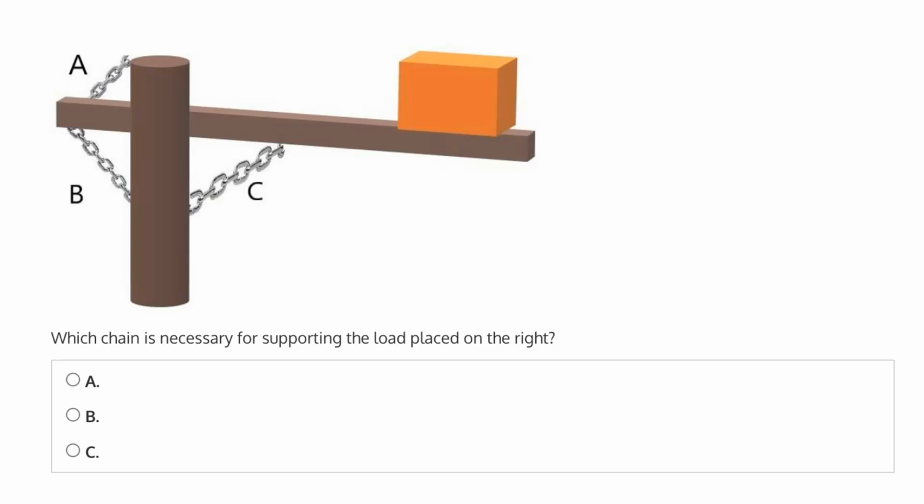This question says, which chain is necessary for supporting the load placed on the right? Is it chain A, chain B, or chain C? So here on the right, we have the load, this orange box, which is exerting a downward force. And a consequence of this downward force will be the creation of a clockwise moment here on the support beam around what we can call pivot point O.